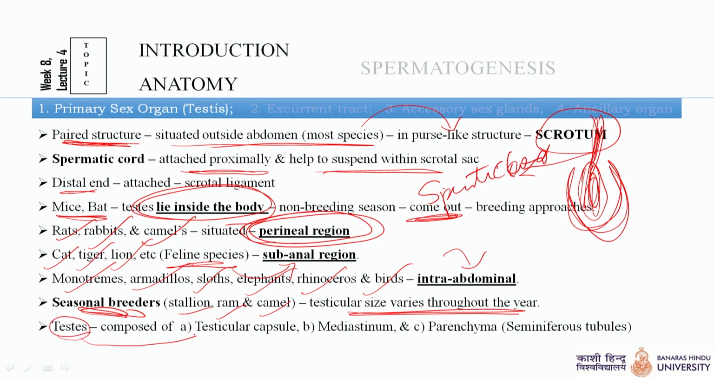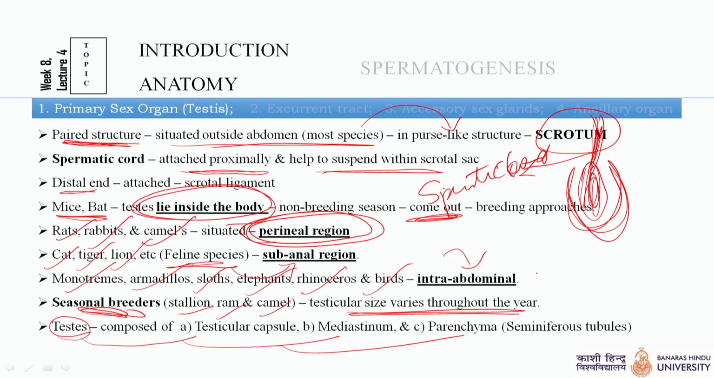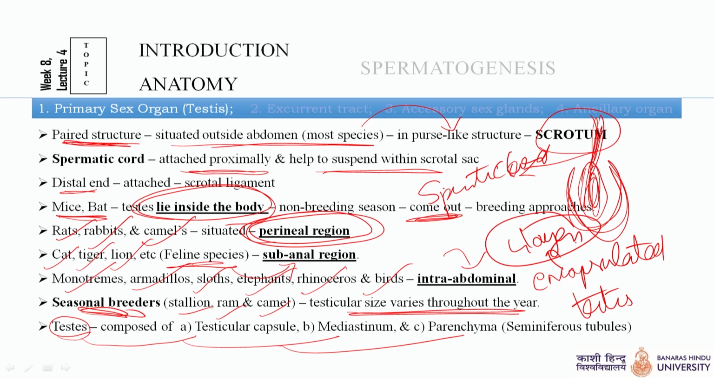Testis is composed of three structures, or three parts. The first is the testicular capsule, the second is the mediastinum, and the third is the parenchyma, or you can say seminiferous tubules. The testicular capsule, what is meant by capsule? Capsule means it always surrounds something, it encompasses something. Here, as I said, it is a testicular capsule, that means it just encapsulates the testis. This encapsulation is done by four layers. Of course, I am not going into detail of the four layers.